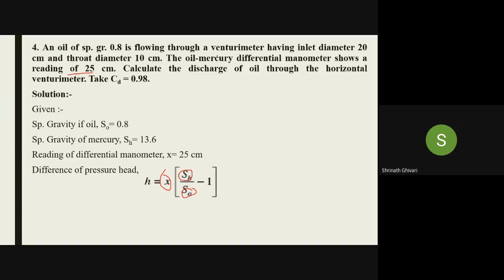So H equal to X, 25, into SH, 13.6 divided by 0.8, minus 1. How much is the answer for this? 400 centimeter of oil. See, I have not converted the unit. Don't get confused. You can keep the same unit, or if you are getting confused, you can convert all this centimeter into meter and solve the problem. But later, if they ask that discharge should be in meter cube per second, centimeter cube per second, or liters per second, then you have to change that. Fine. So now next.